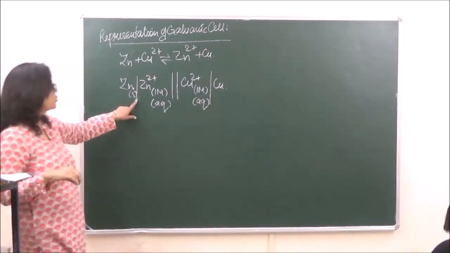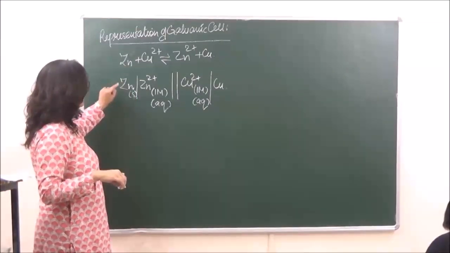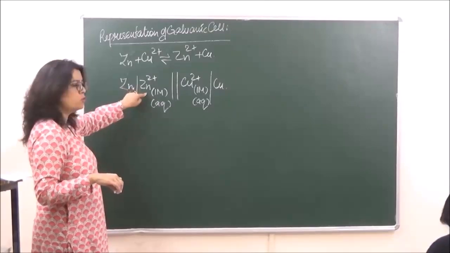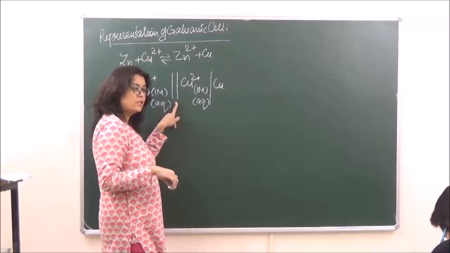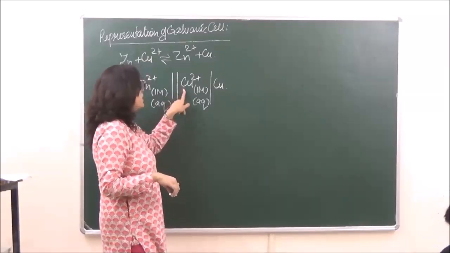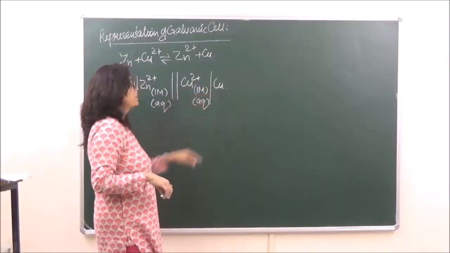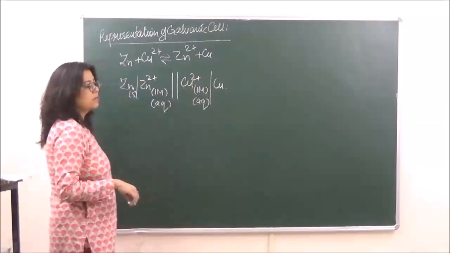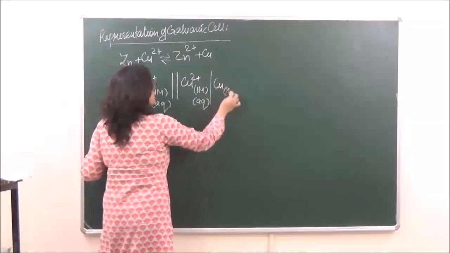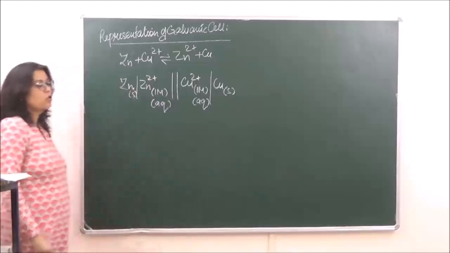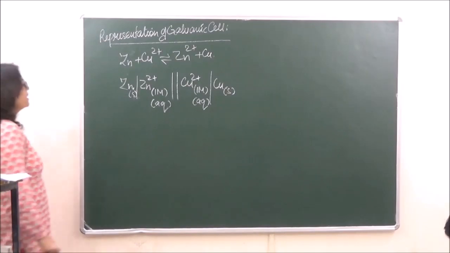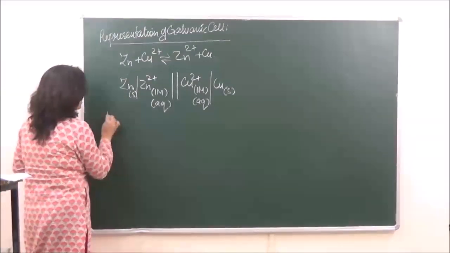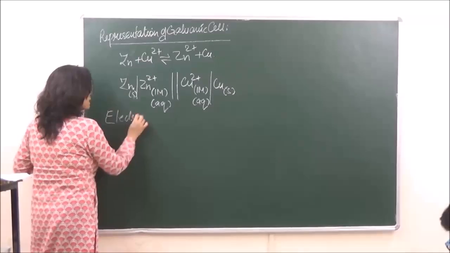Okay, the single slash over here, it means that we are converting Zn to Zn2+, and the double slash over here means what? That it is representing a salt bridge. Then again single slash over here represents that Cu2+ is being converted to copper. Now copper again over here is solid, so we can also put s in bracket. Is it clear?